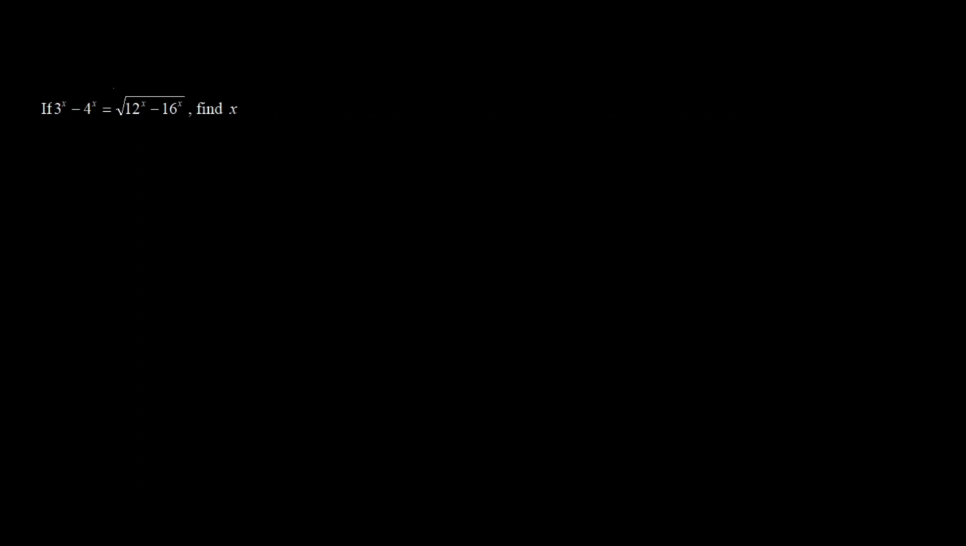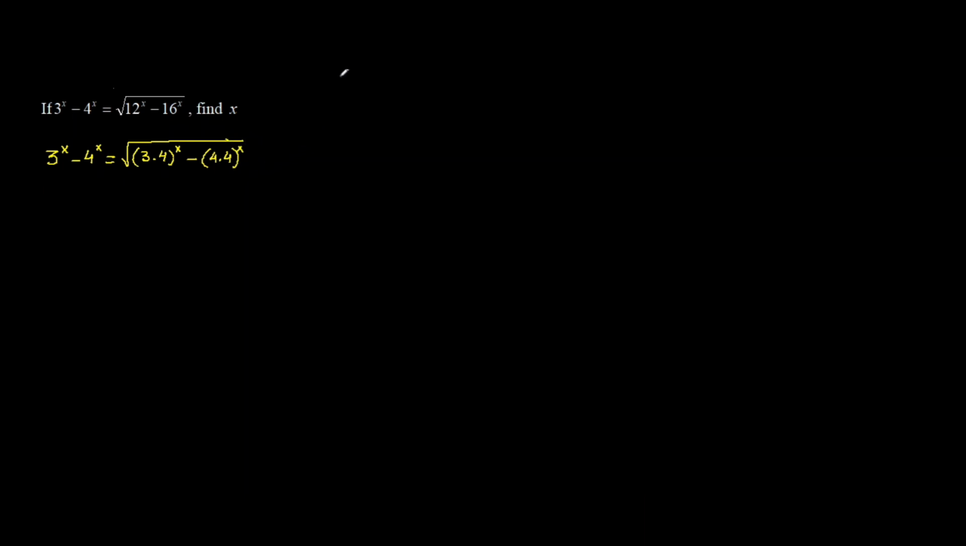In this question, we shall have to apply some basic rules of exponents. Let us understand how. We have 3^x − 4^x = √(12·4^x − 16^x). Now we know 12 can be written as 3 times 4, and 16 can be written as 4 times 4^x.